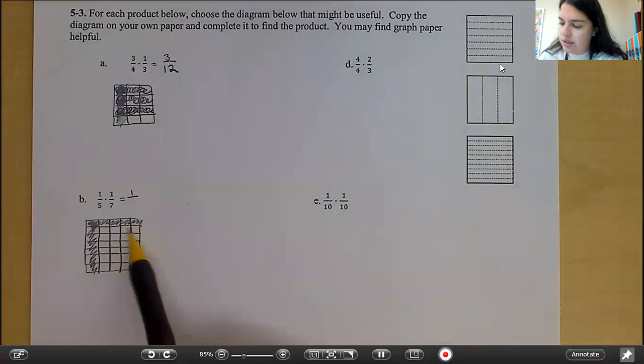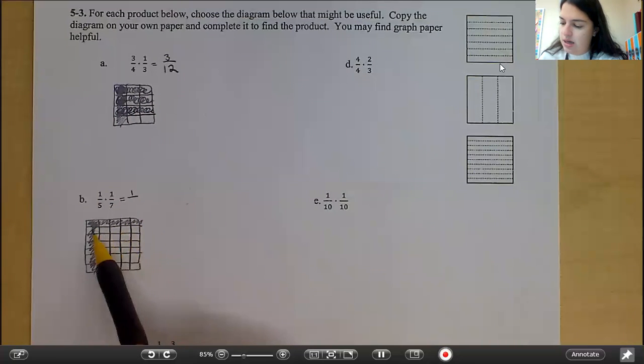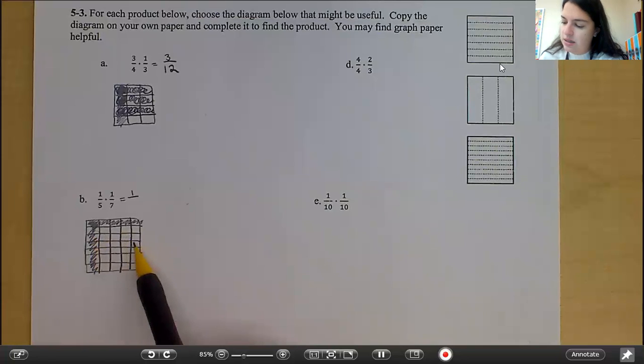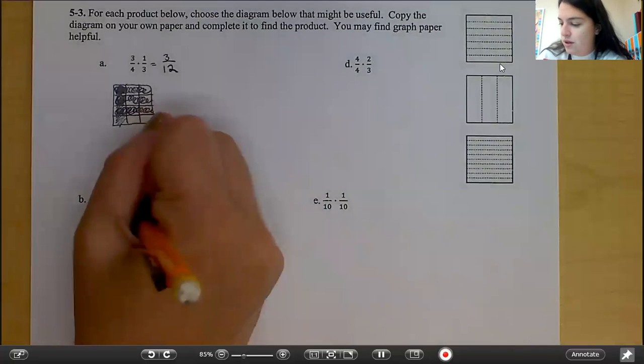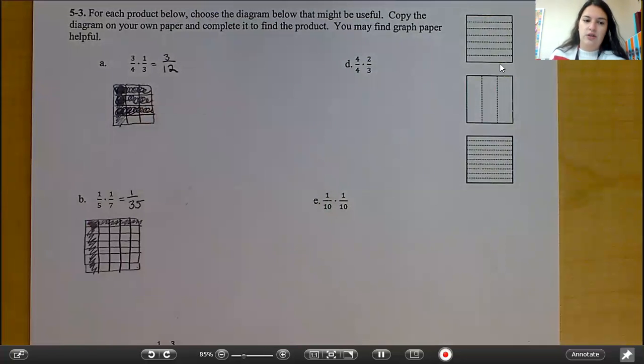1, 2, 3, 4, 5, 6, 7, 8, 9, 10, 11, 12, 13, 14, 15, 16, 17, 18, 19, 20, 21, 22, 23, 24, 25, 26, 27, 28, 29, 30, 31, 32, 33, 34, 35. 1/35 is your final answer.